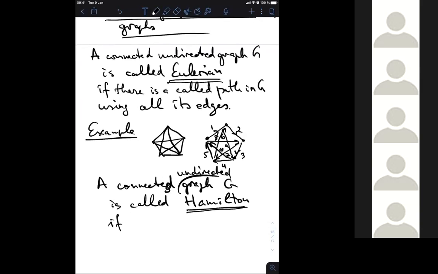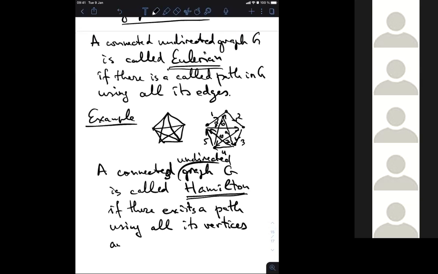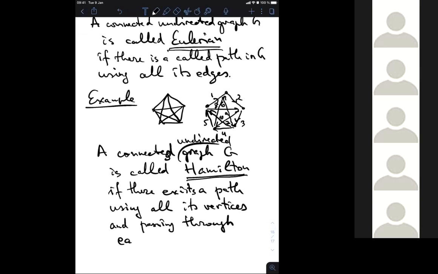If there exists a path using all its vertices and passing through each exactly once. So we are looking for a path now which will connect all vertices, and we're not allowed to use any vertex more than once.